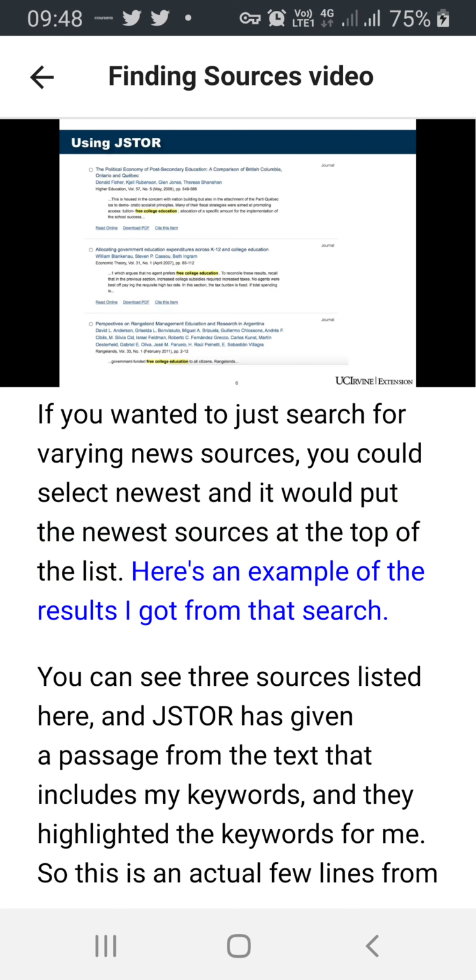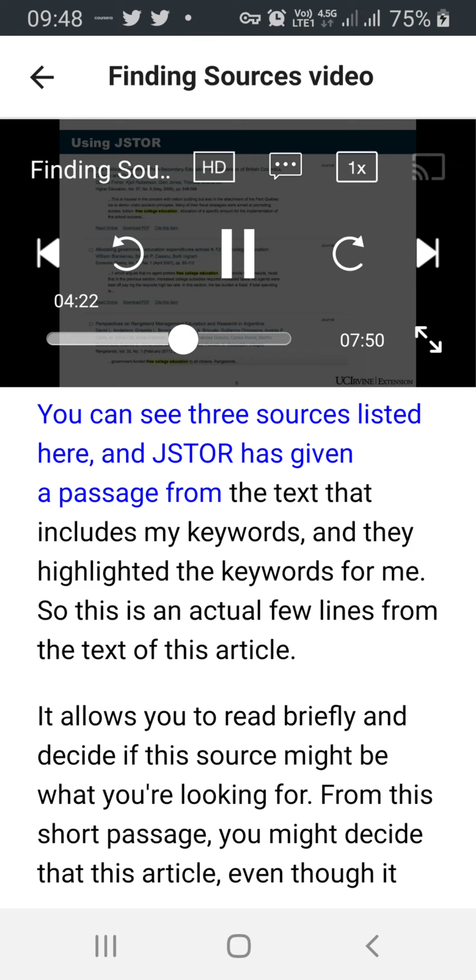Here's an example of the results I got from that search. You can see three sources listed here, and JSTOR has given a passage from the text that includes my keywords, and they highlighted the keywords for me. So this is an actual few lines from the text of this article. It allows you to read briefly and decide if this source might be what you're looking for.